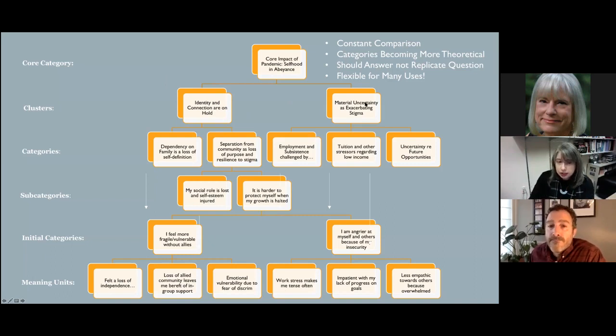Or if I'm interested in developing a measure, I might say, well, here I have all of these initial units. I can develop questions based upon these. I could expect that I might end up having factors that correlate, or that might be conceptually connected to categories or higher clusters in the hierarchy.